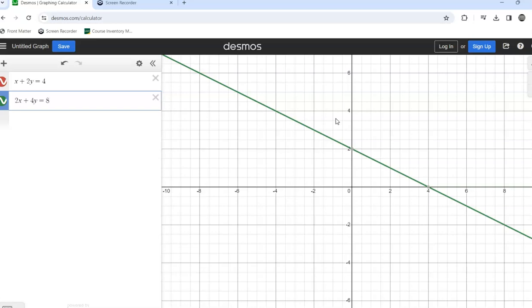So hopefully this helps you visualize a little bit. The point of this section really is that visualization, to understand what's happening and what we're looking for. We're looking for that intersection point.